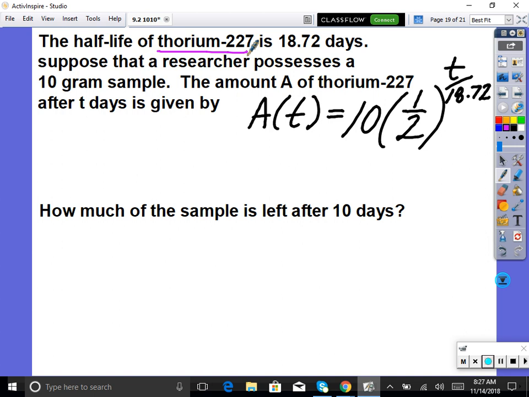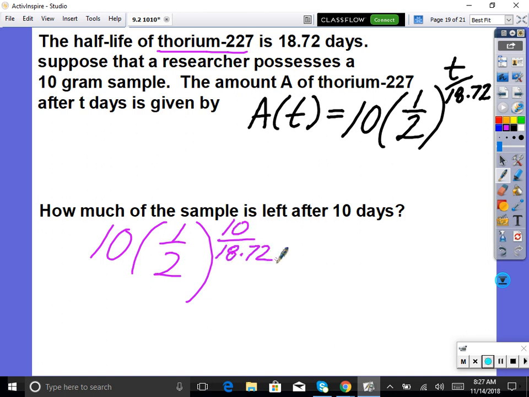What would I plug in? 10. So it would be 10 times the half raised to the 10 over 18.72. Calculate it. Does that make sense, everybody? That's not hard, is it? No. Yes.